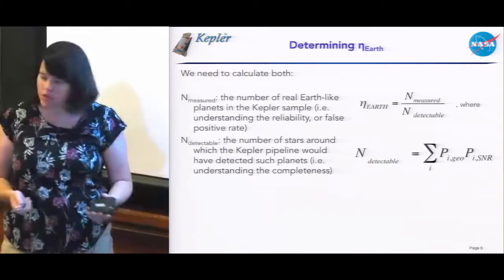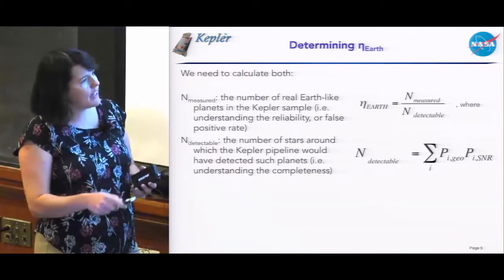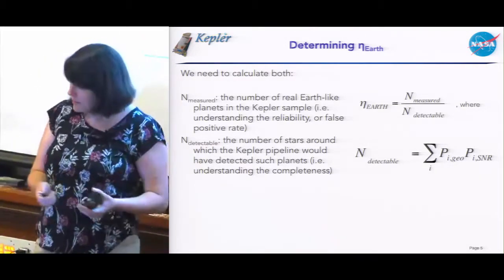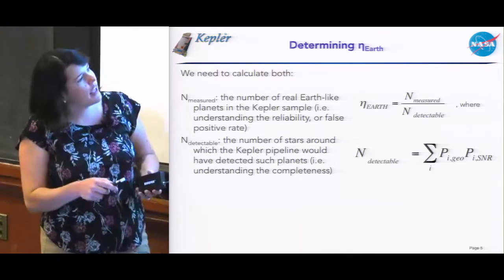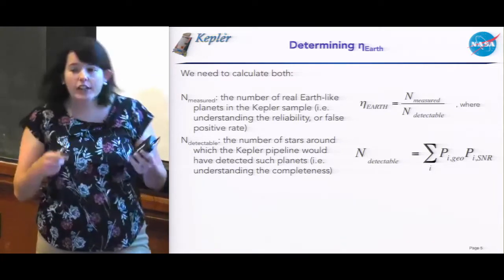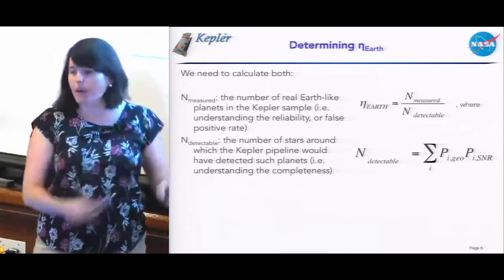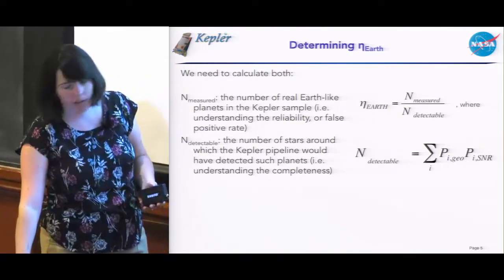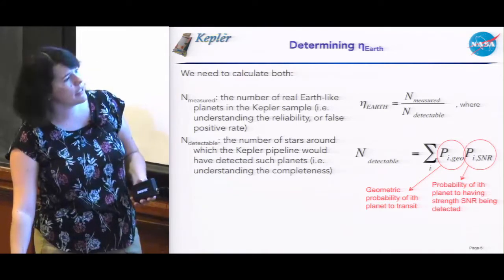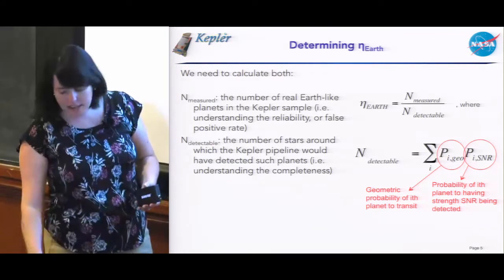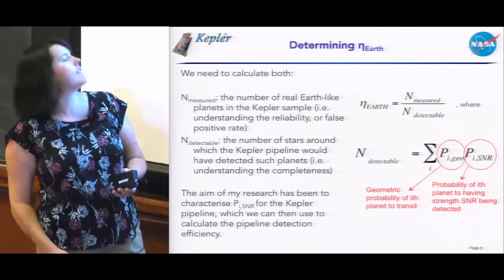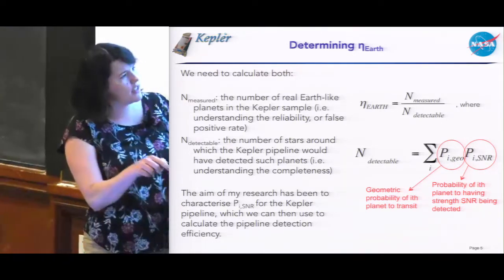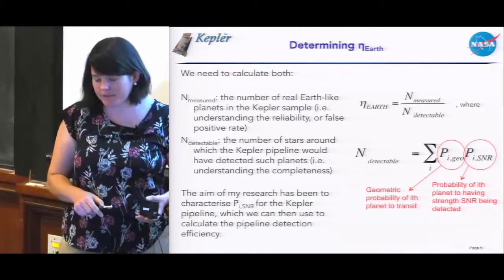Now, the number of stars around which you can find this planet can be further busted out into stars around which that planet would have transited. So this is geometric probability that's come up a few times. And then this term here, for a given signal to noise, there's a probability that the pipeline would have found it. And this is the completeness that we're trying to measure with my research. So that's the geometric probability. That's the probability of it being detected for a given SNR. So the aim of my research over the last few years has been to characterize this, to measure this value for the Kepler pipeline.